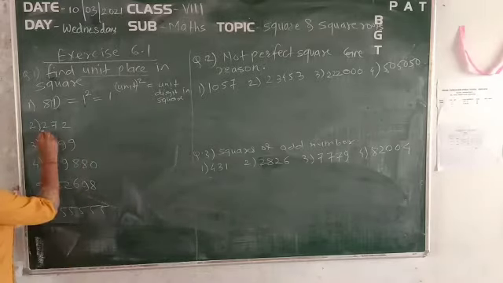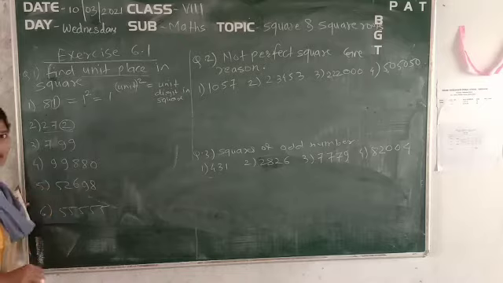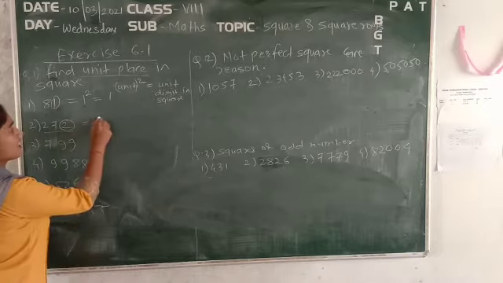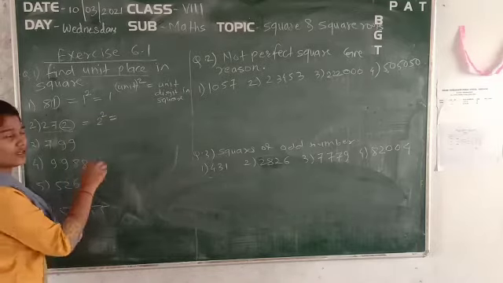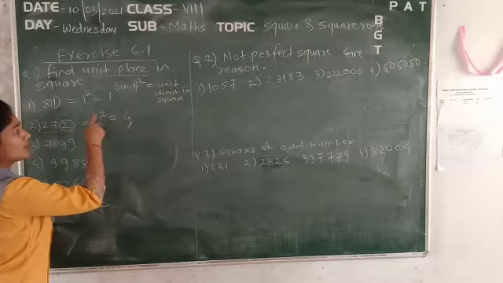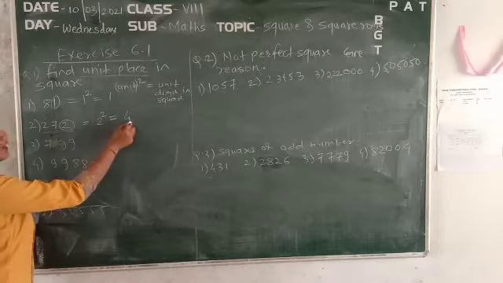So simply, for this number also, what is the unit digit? 2 is the unit digit. So just find the square of 2. What is the square of 2? It is 4. So what will be the unit digit in its square? It will be 4 only.